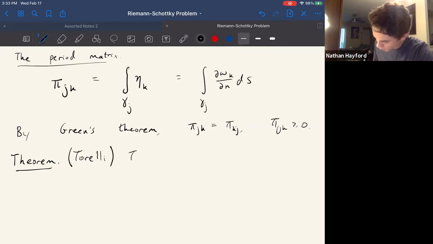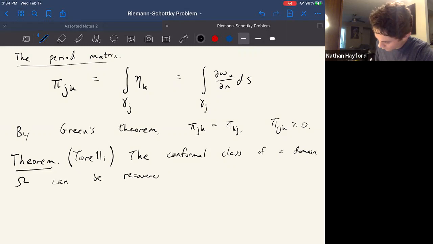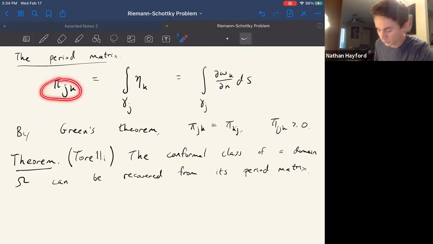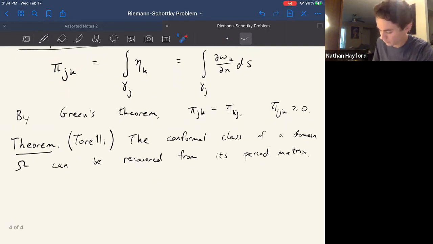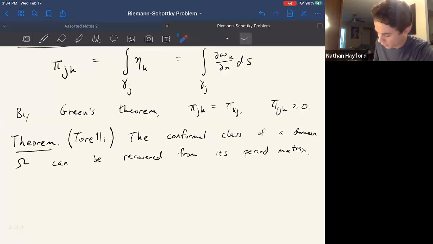I'll state it like this: the conformal class of a domain omega can be recovered from its period matrix. So in other words, if I'm given this matrix and I don't know the domain, I can reconstruct the domain uniquely up to conformal equivalence, which is a nice property. So in some sense, this matrix has all the information I need to know about the plane domain.